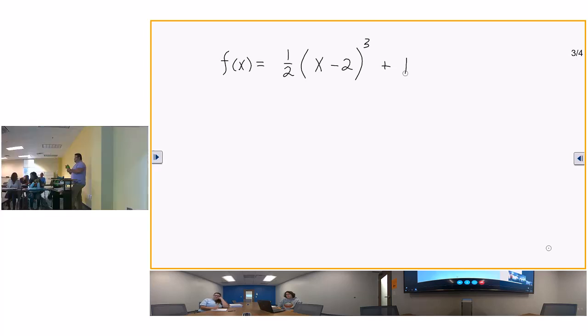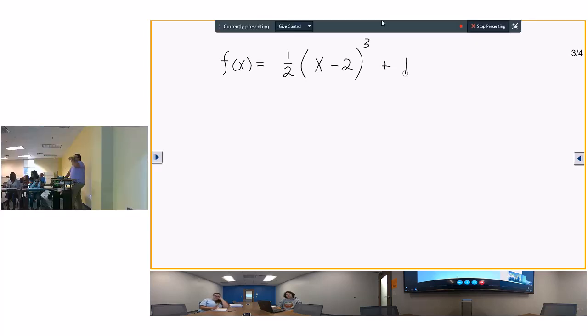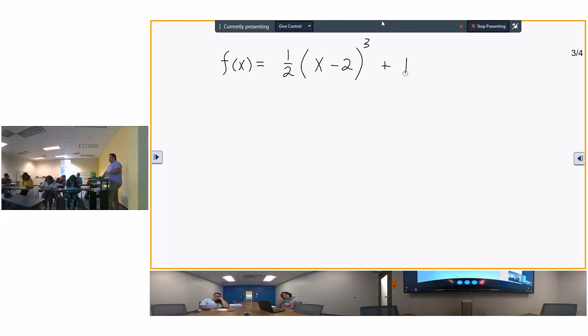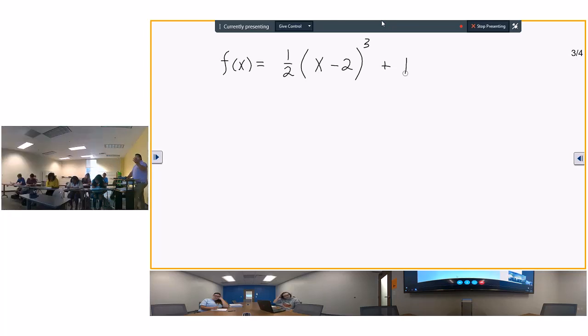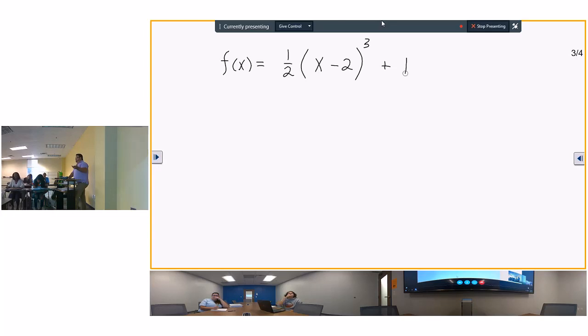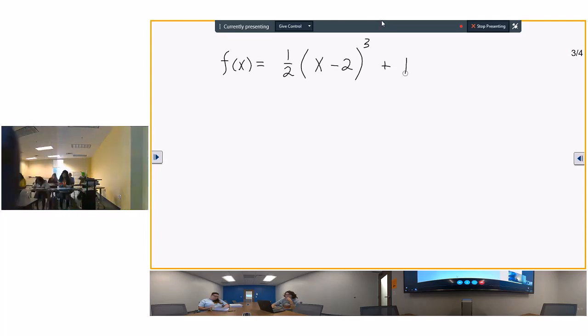Wait a minute. Okay, that's right. How do you know what it looks like? You go back to your parent graph. What does your cube look like? It looks like the squiggle. So it looks like a dangerous one. Yeah, like Saturday Night Fever. What's his name? John Travolta.